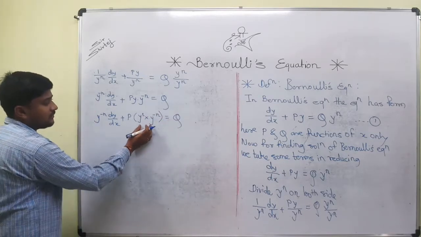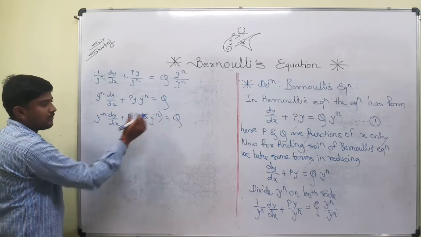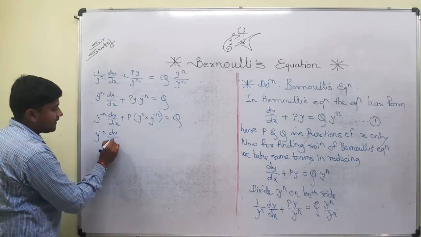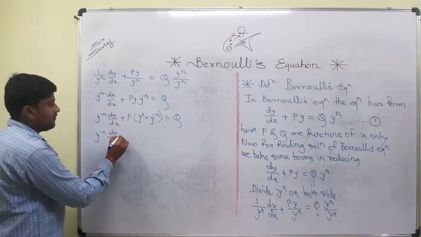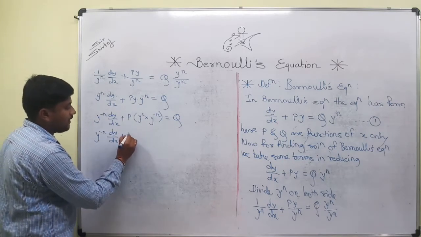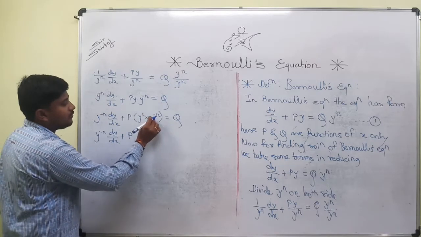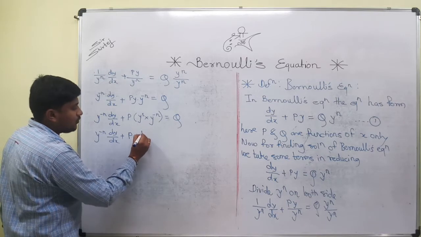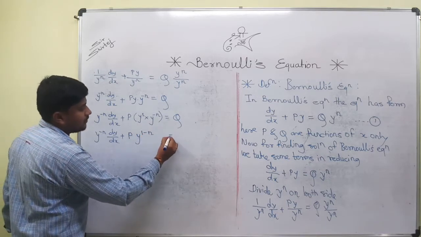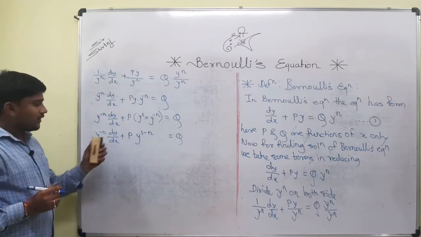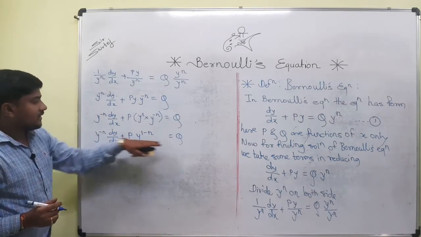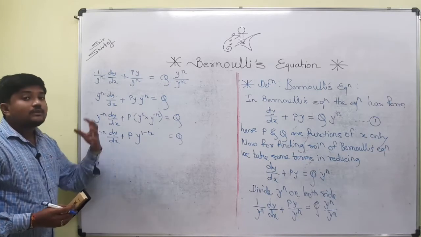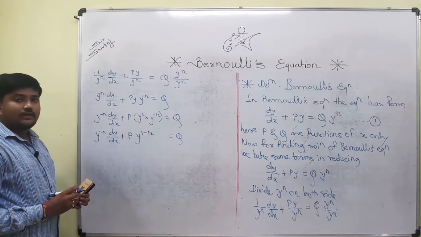Then, using the property of power, y raised to minus n as it is, dy by dx take as it is, plus here we take p into y raised to 1 into y raised to minus n, it will become y raised to 1 minus n, is equal to q, okay. Now here we see that the equation will be in that form. Now here we take some substitution in that equation, okay.